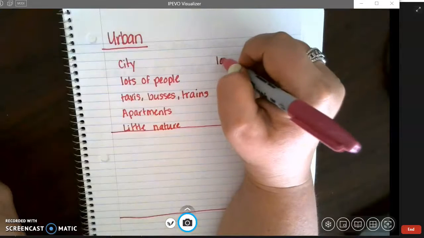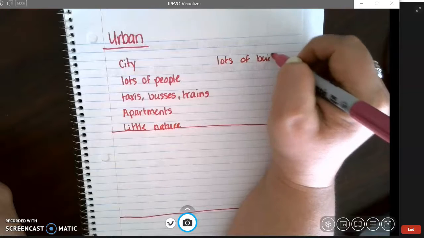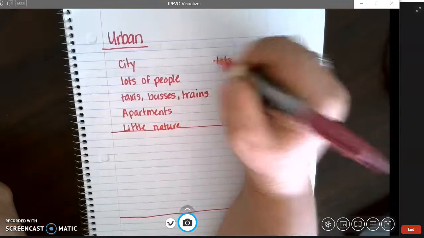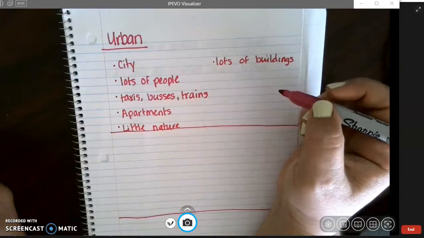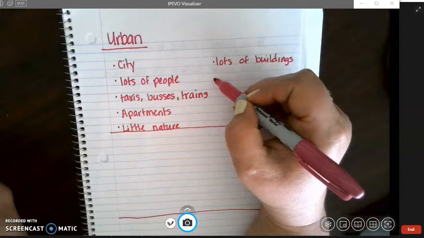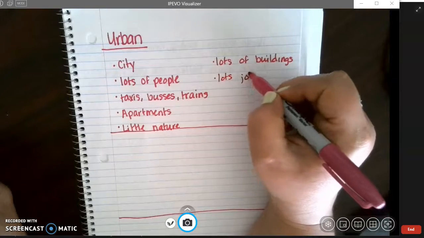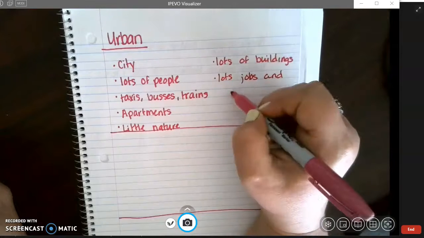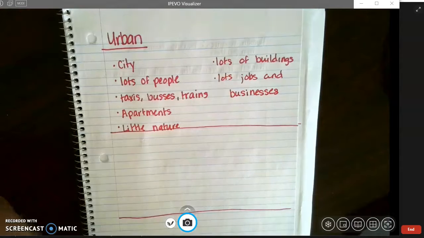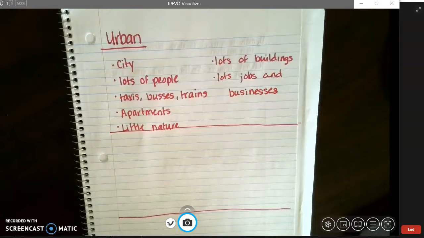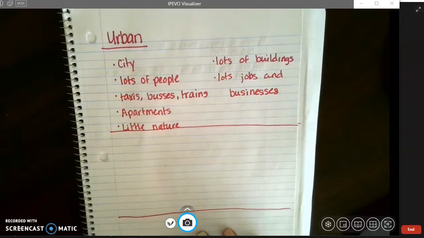There is usually a lot of buildings. I'm going to bullet point these real quick. Okay? A lot of buildings. And there are lots of jobs and businesses. Lots of people living there, lots of people needing work, right? Lots of jobs and businesses. So when we think of an urban area, we think of a big, busy place, big, tall buildings.